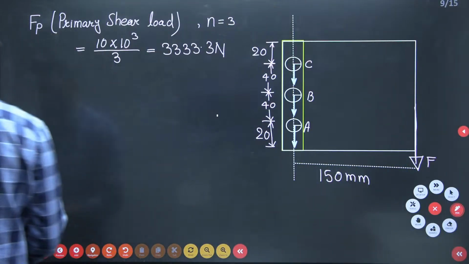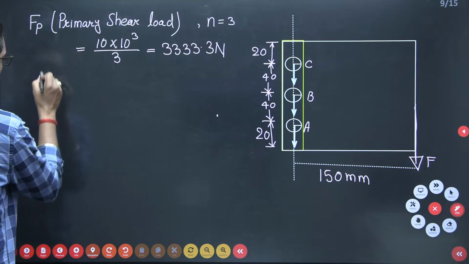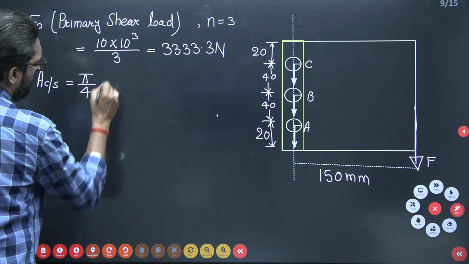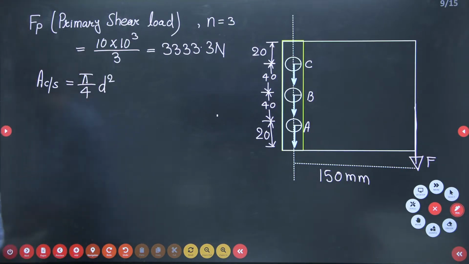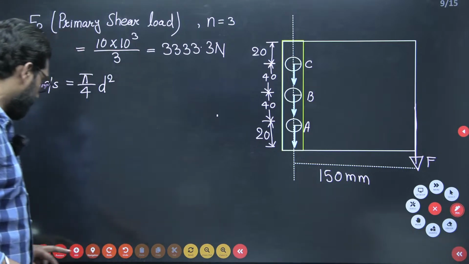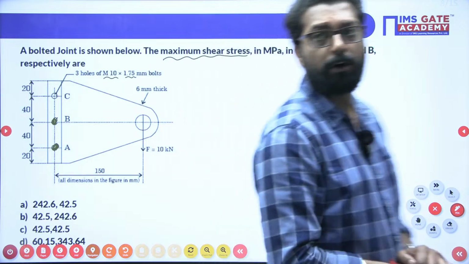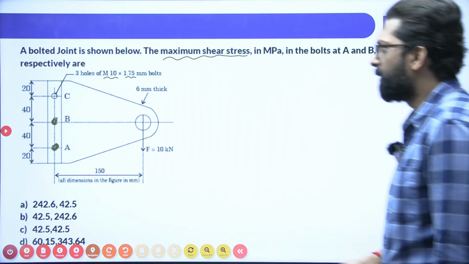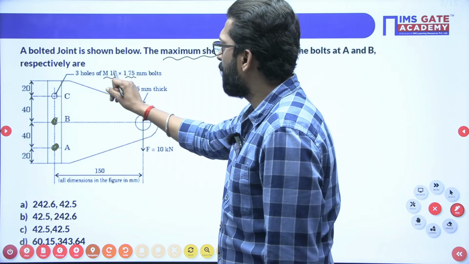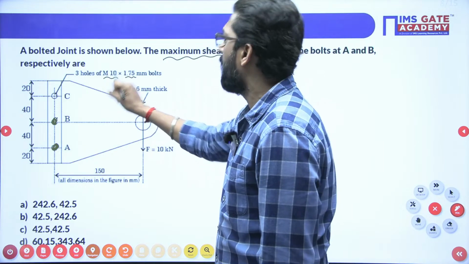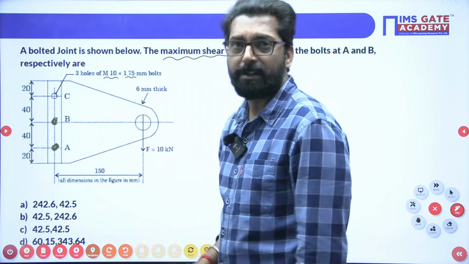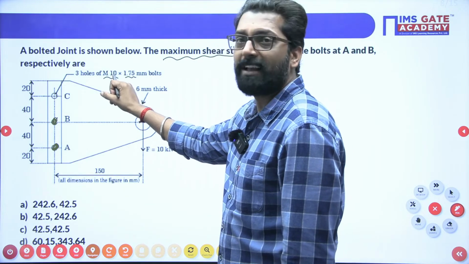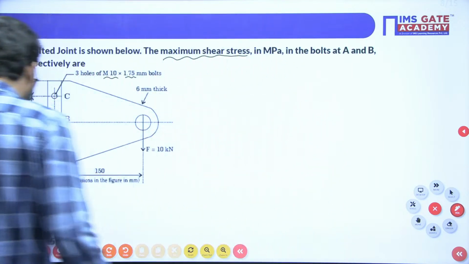What is the cross section area of this bolt? Pi by 4 d square. Now, what is the diameter? Is the diameter of the bolt given or not? Yes, it is given. See, 3 holes of M10, or M20, M30, M6: the numerical value along with the letter is the diameter. So M10 gives the diameter of the bolt.